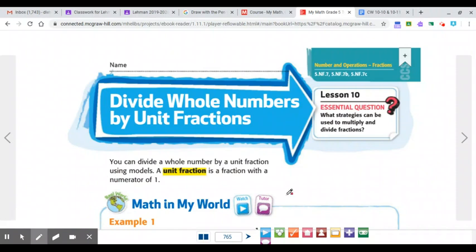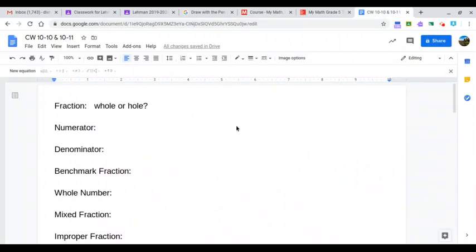So we're dividing whole numbers by unit fractions. Remember, a unit fraction is like a 1 with a number underneath it. So it could be 1 out of 12 pieces. That unit fraction is representing 1 out of the total number of pieces. So we're going to travel over here and do a little vocab review before we get into the meat of what we're doing today. So first of all, a fraction.